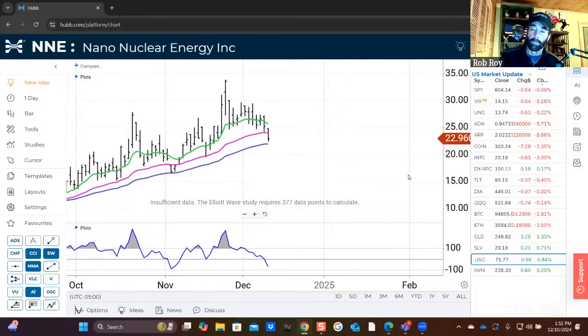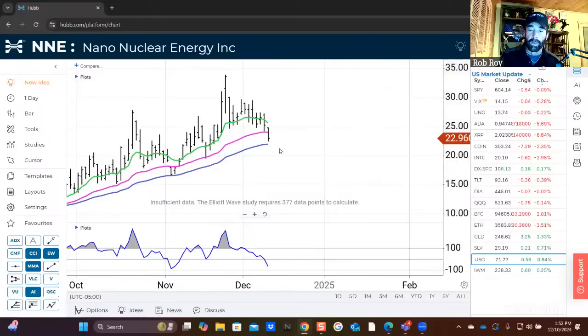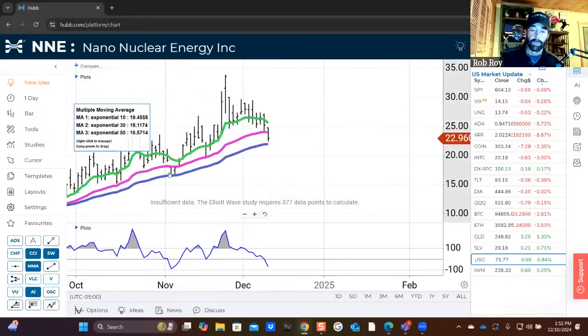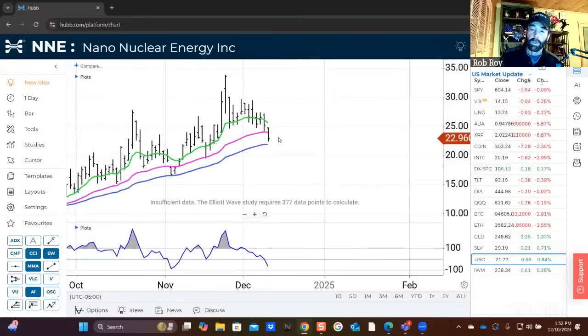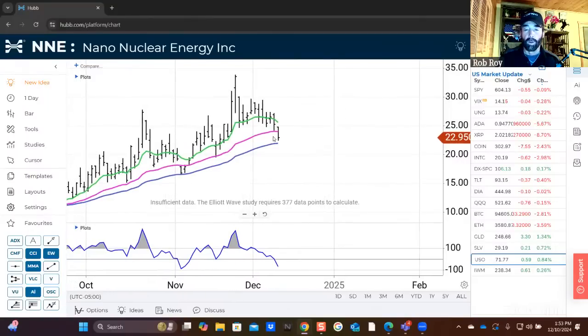But the positive side of things is perhaps we hold this 50-day moving average just as we did back here at the beginning of November. So if we can hold it and start to bounce there, you could have a nice run there. I would have a hard time entering it today. I would want to see it turn and bounce off that 50-day moving average.